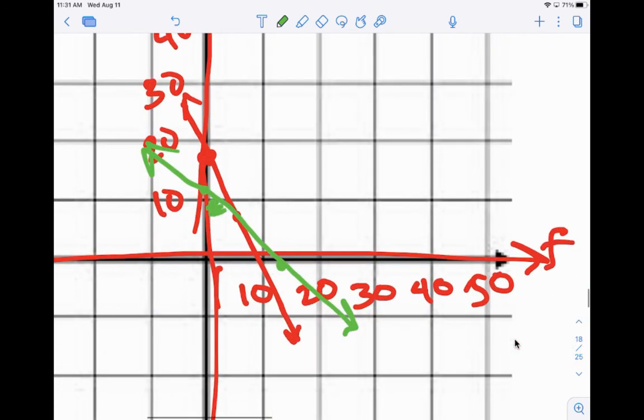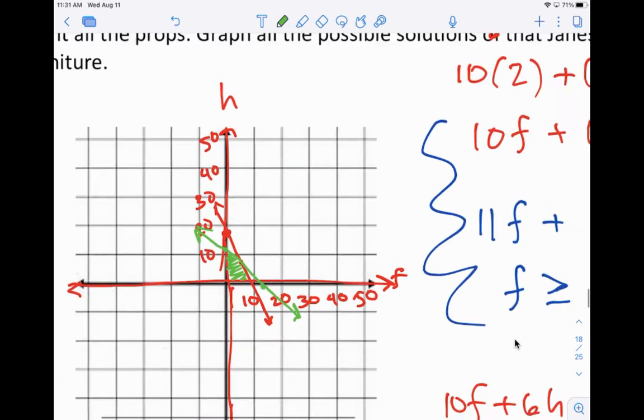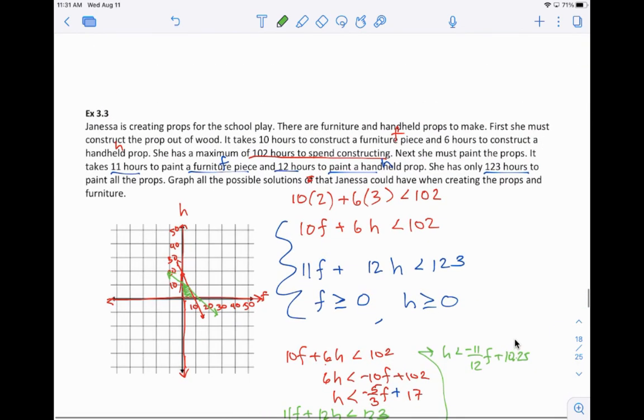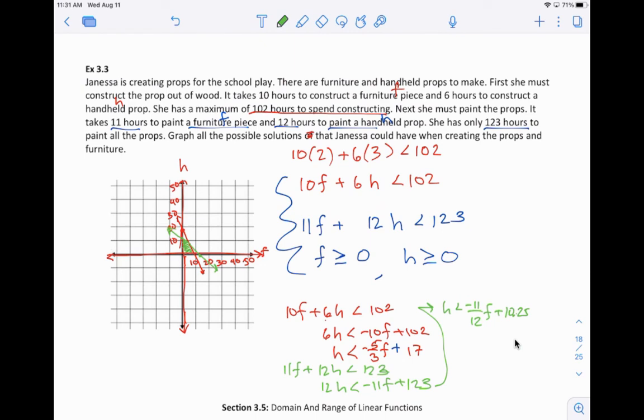Oh my goodness, she does not have that many combinations. She has 123 hours to paint, and she has that itty bitty little combination window. Look at that. So you wouldn't think that it would be that constricted, so constrained and confined, but it's true. As soon as you have a lot more constraints, however many you have, you're going to get a lot more narrow of a window. So interesting there.